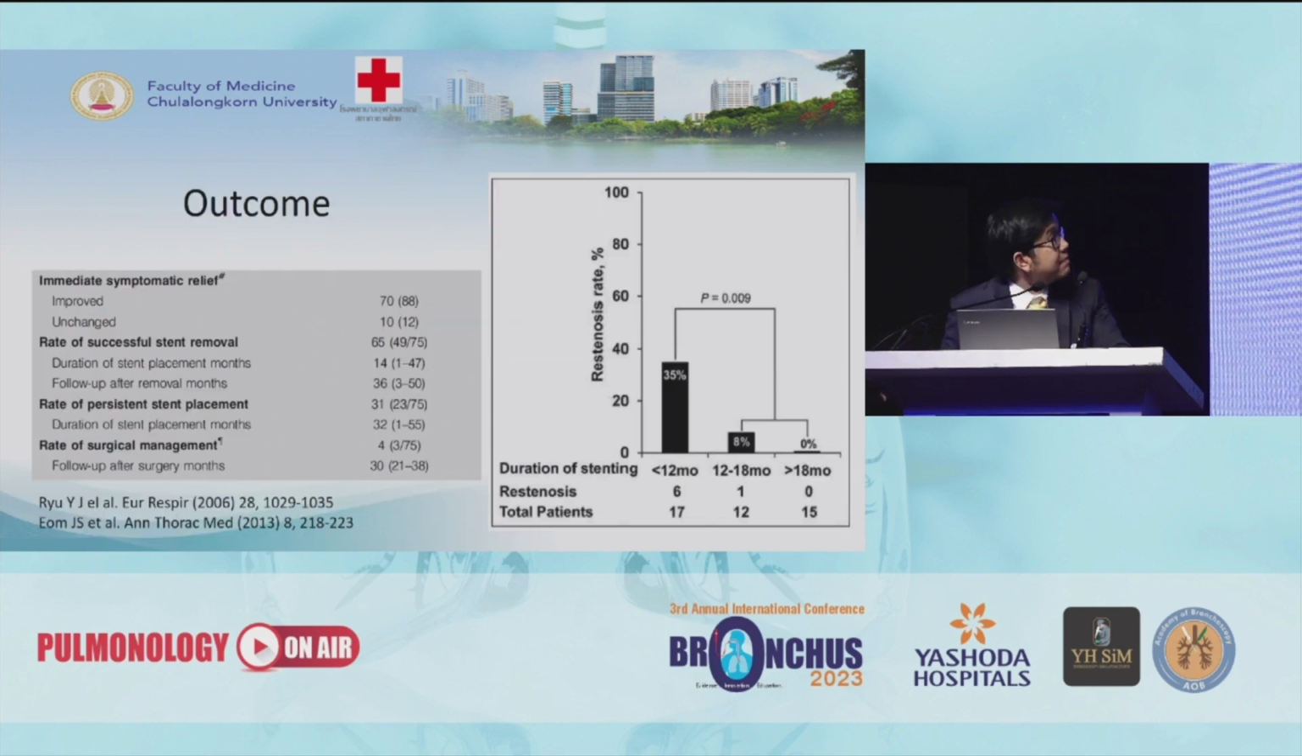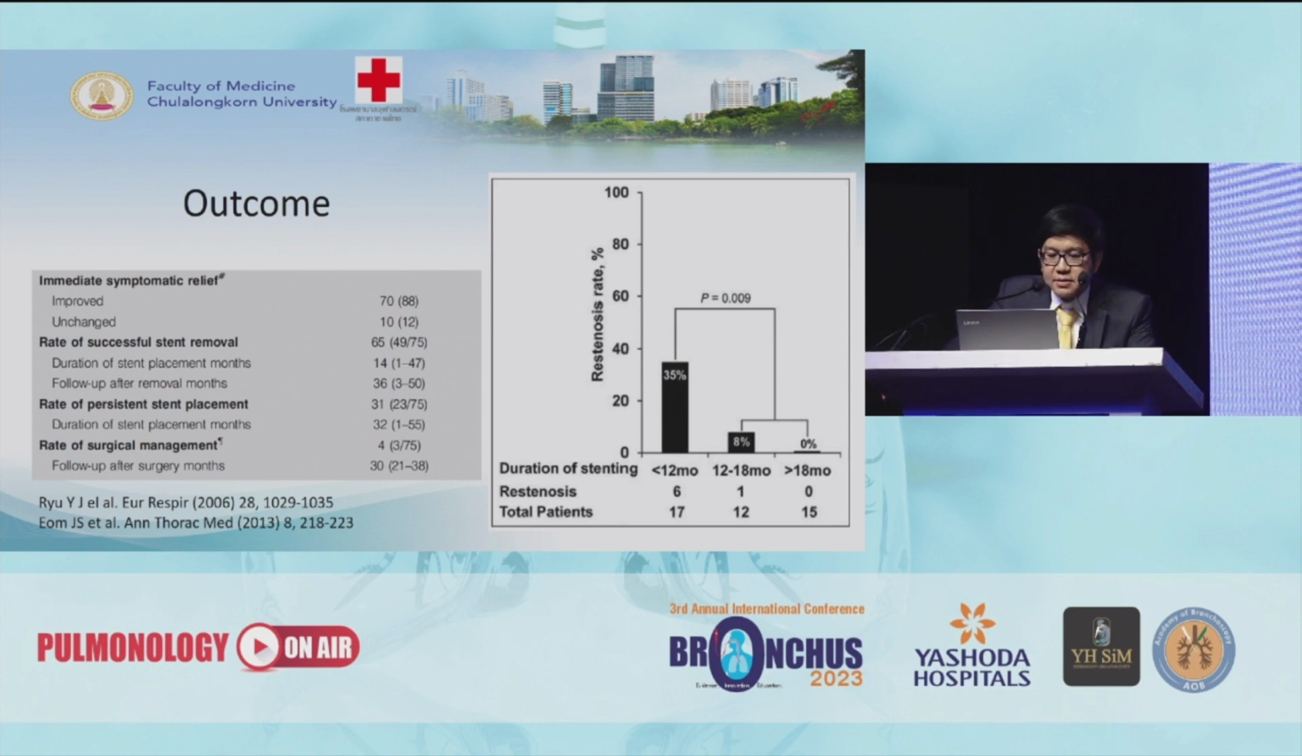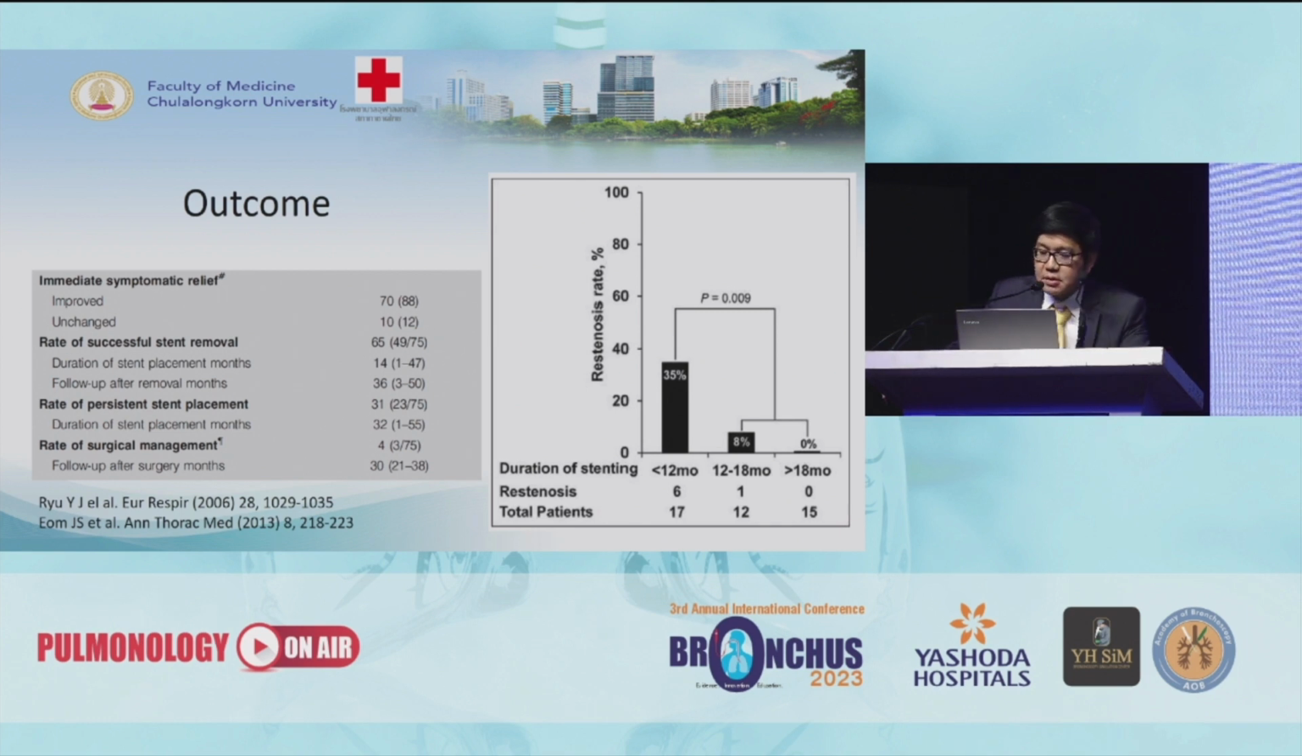In terms of outcomes, the patients immediately improved in 70 patients, 88%, and the mean duration of the stent placement was 14 months. As you can see in the graph here, the longer the stent stays, the less chance of restenosis occurring.